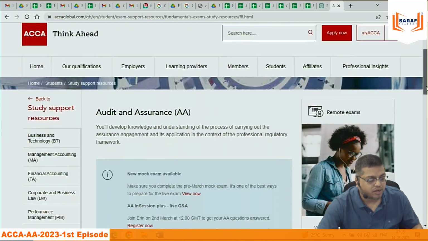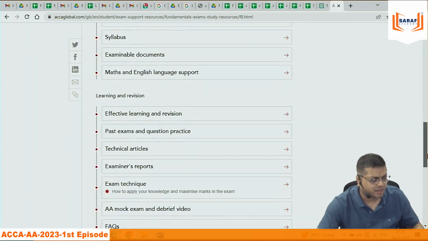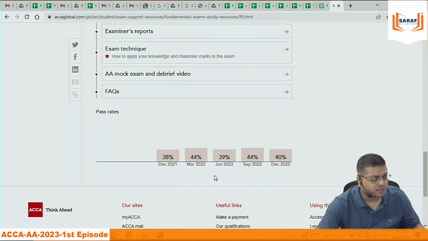So under that auditing and assurance, the syllabus and all that, this is the pass percentage in the last 5 terms. I will say that the pass percentage is around 40%. The pass percentage sometimes may be slightly greater than 40, but we can say it is around 40%.